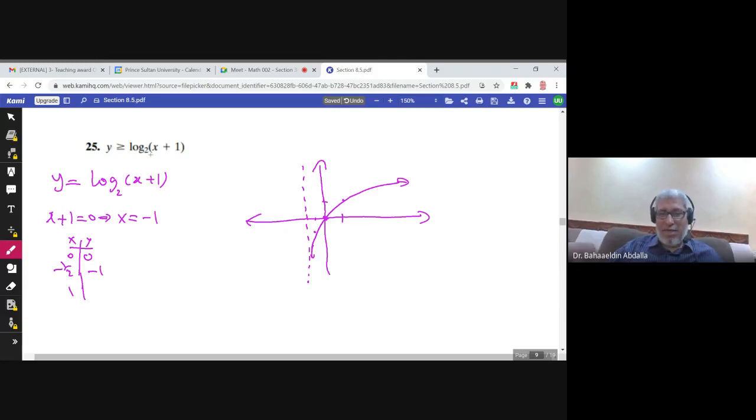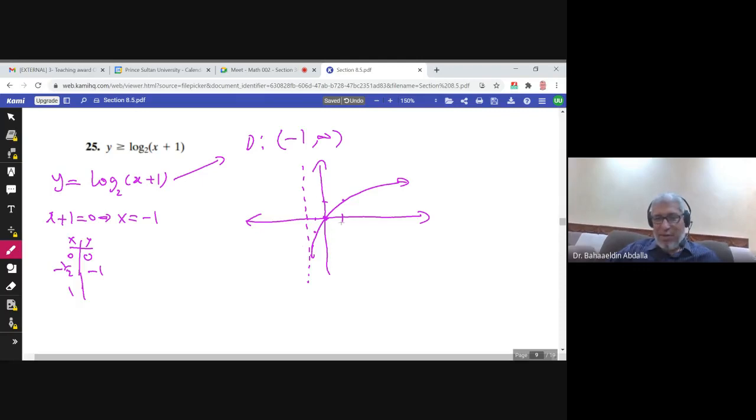Now, where is the graph of the inequality? I choose a point. There is an important point here when you draw logarithmic functions. We know that x should be greater than negative 1 because the domain of this function is from negative 1 to infinity. So we cannot choose x to be negative 2 or negative 3. If you choose x to be negative 2, this will be not defined. So your graph would be here, to the right of negative 1. This region is not included in the graph.